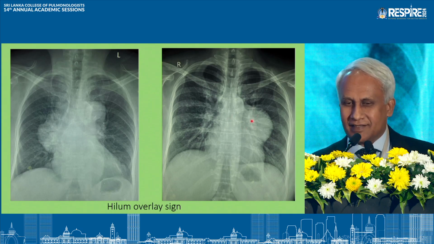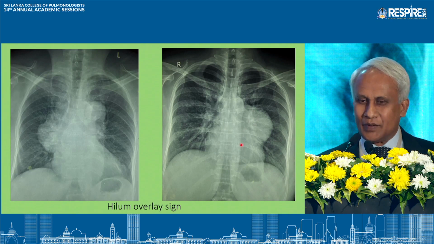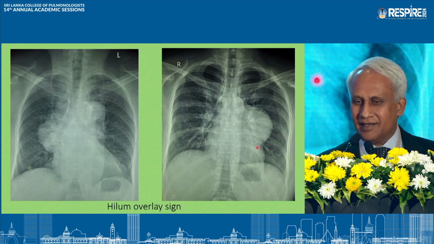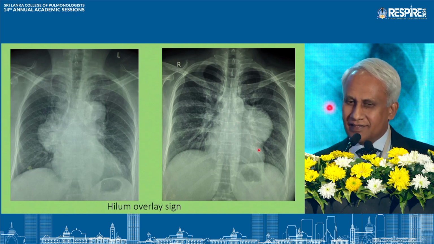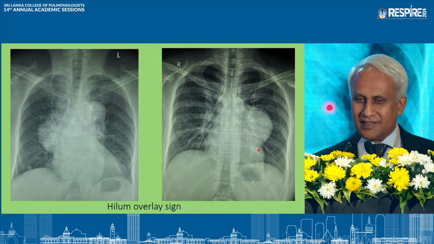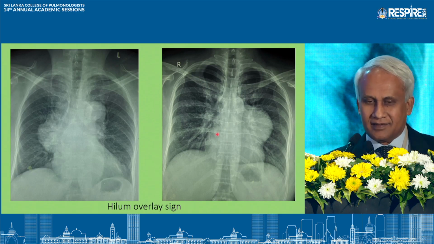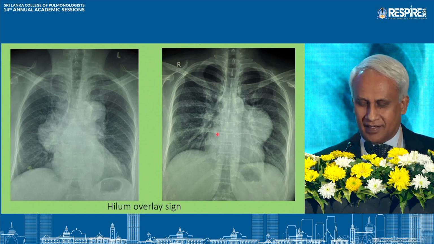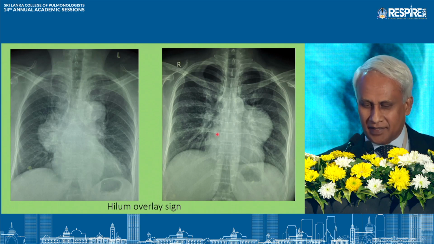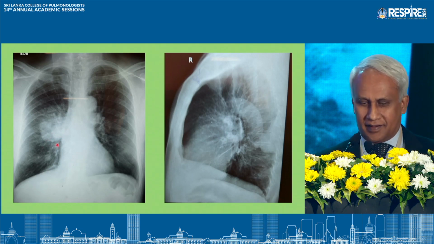If you look at this X-ray, there is a mass, and through that mass, you can see the vessels. You can't appreciate the left heart border here, so very likely this mass is touching the left heart border anteriorly. So this mass is anteriorly placed. This is called the hilum overlay sign, and these two patients have anterior mediastinal tumors.